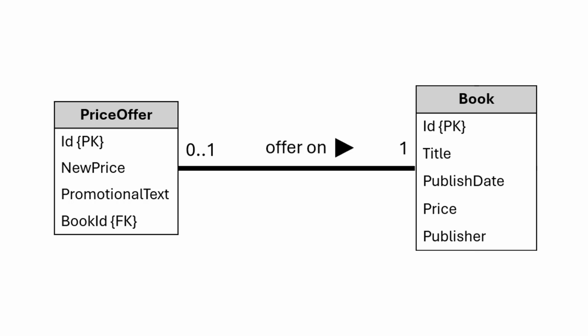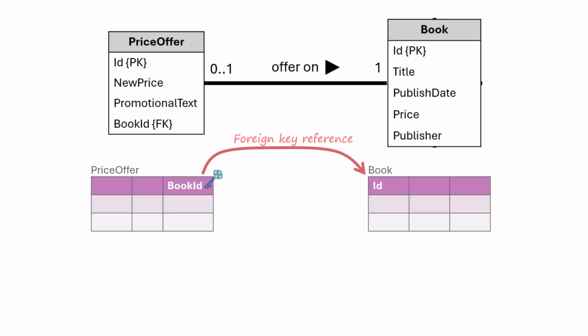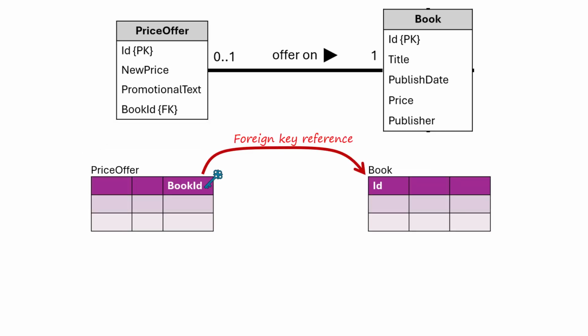The resulting mapping in a relational database is based on which is child and which is parent. You cannot have both sides being mandatory, as that would lead to a chicken and egg kind of situation. The way a one-to-one relationship is done in the database is to have a foreign key from the child, here the price offer, to the parent, which is the book.